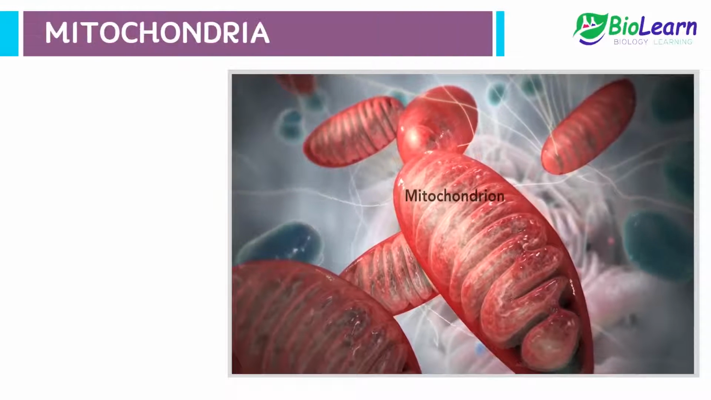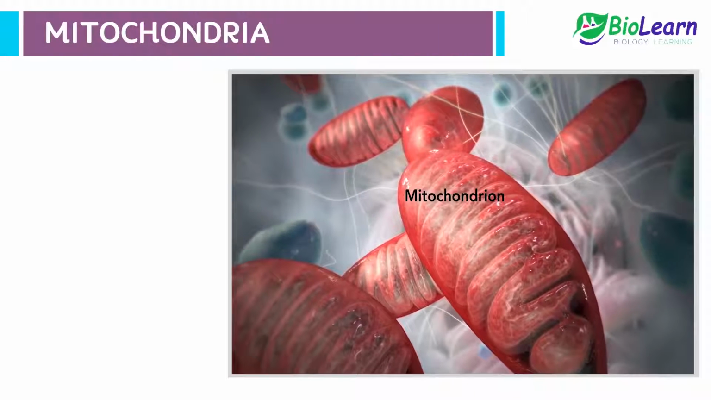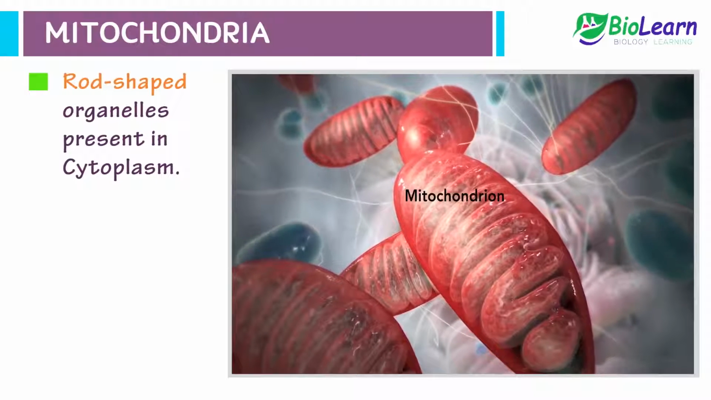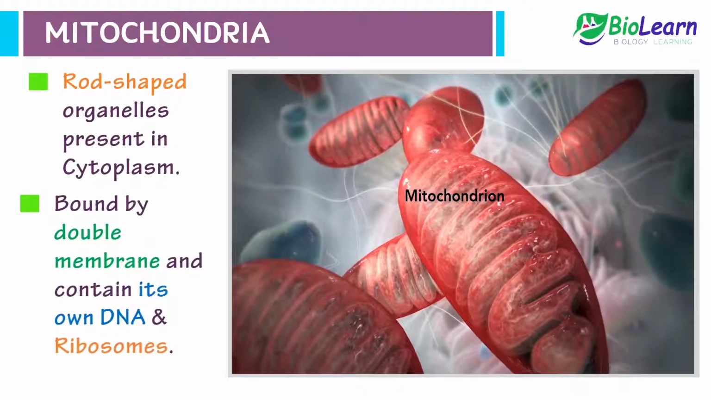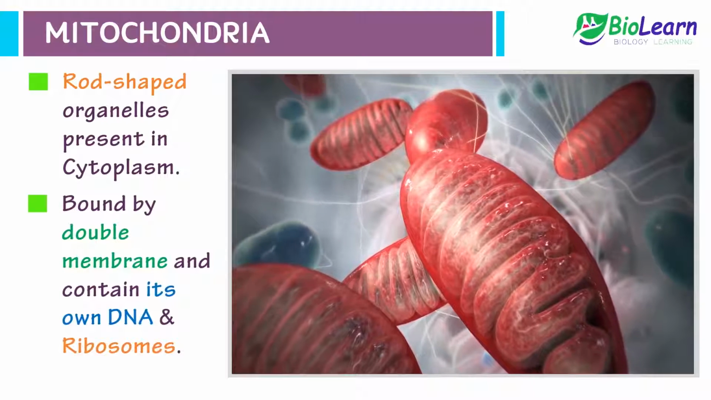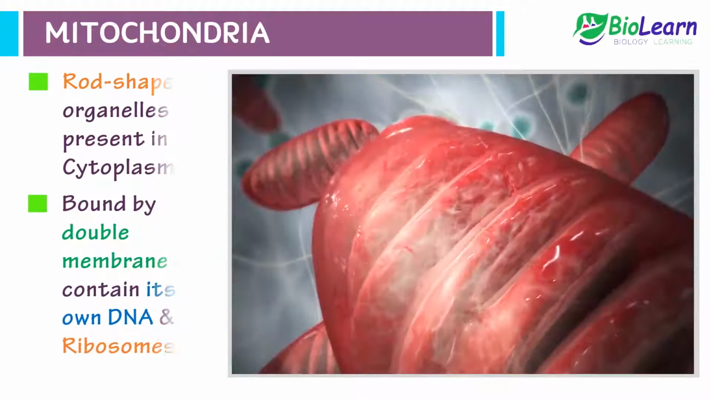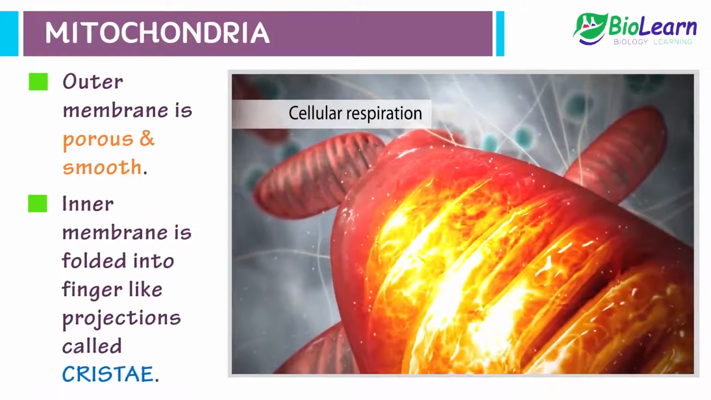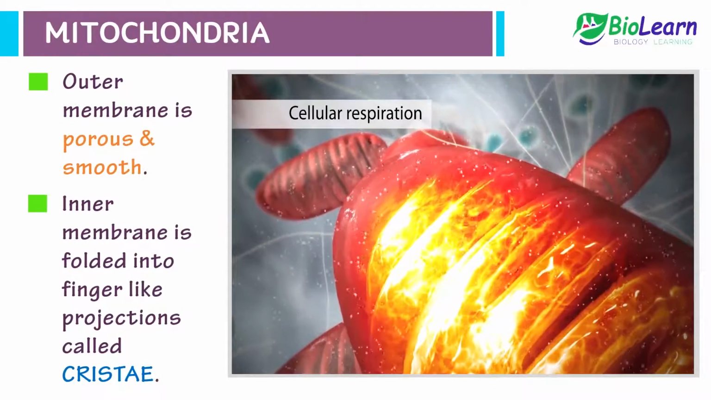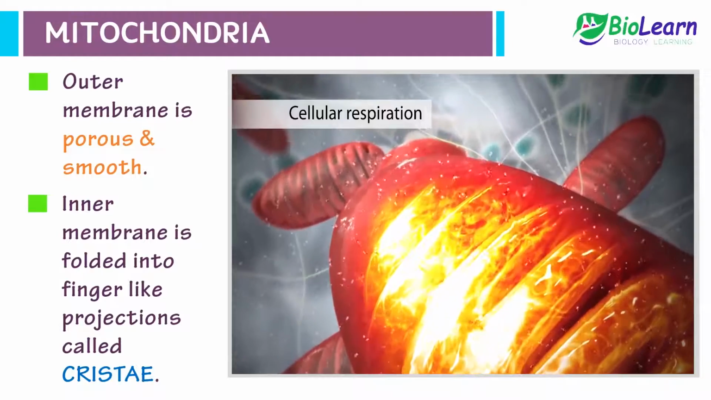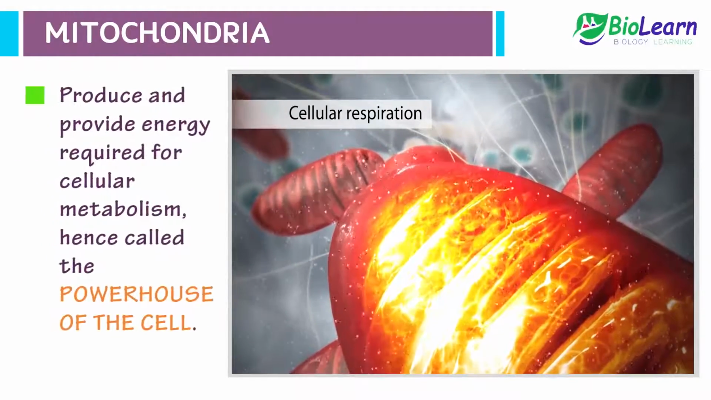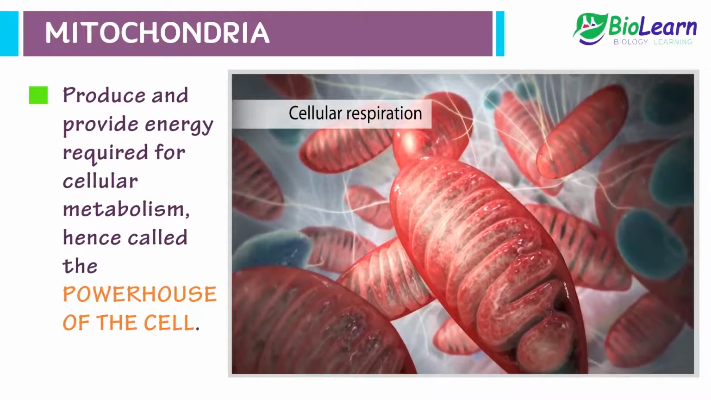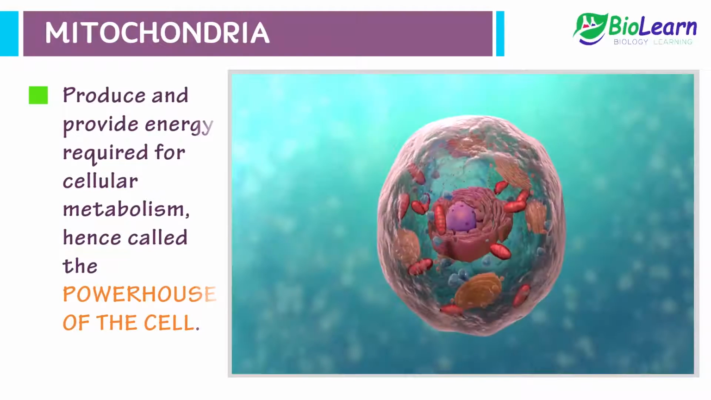The next prominent organelles are mitochondria. The mitochondria are rod-shaped organelles present in the cytoplasm of a cell. They are bordered by a double membrane and have their own DNA and ribosomes. The outer membrane is porous and smooth, while the inner one is folded into finger-like projections known as cristae. They are commonly known as the powerhouse of the cell because they provide energy required for various cellular activities.